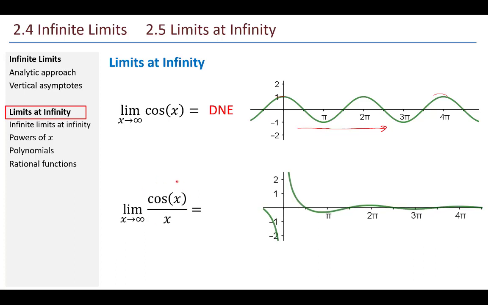What about a closely related function, cosine of x divided by x? Look, it still wiggles, but those wiggles are actually becoming shallower and shallower. As x gets really, really big, see that denominator, I'm dividing by a bigger and bigger number, but my cosine always remains between positive 1 and negative 1. So this fraction actually approaches 0.